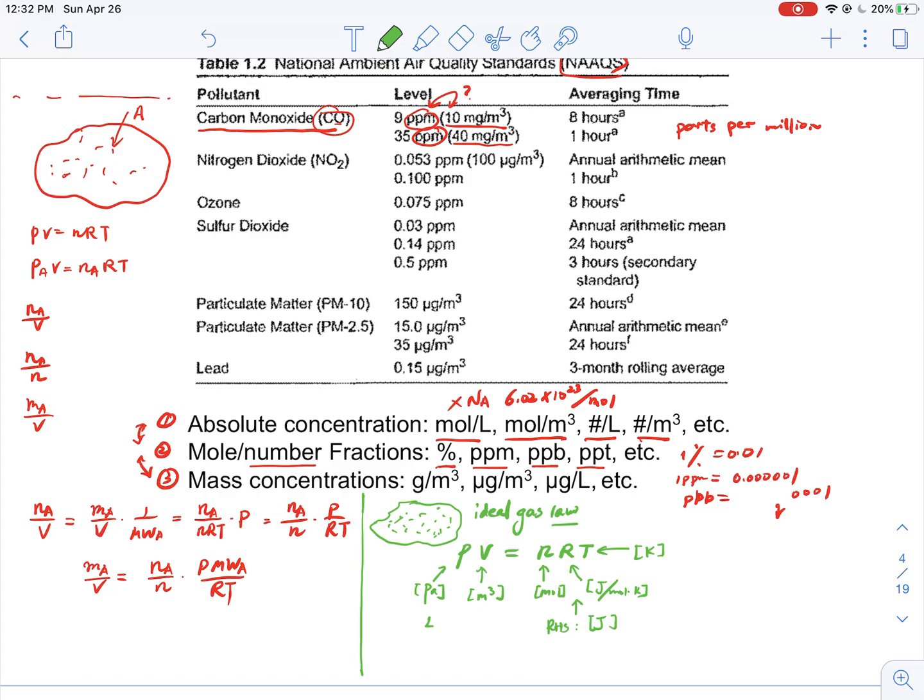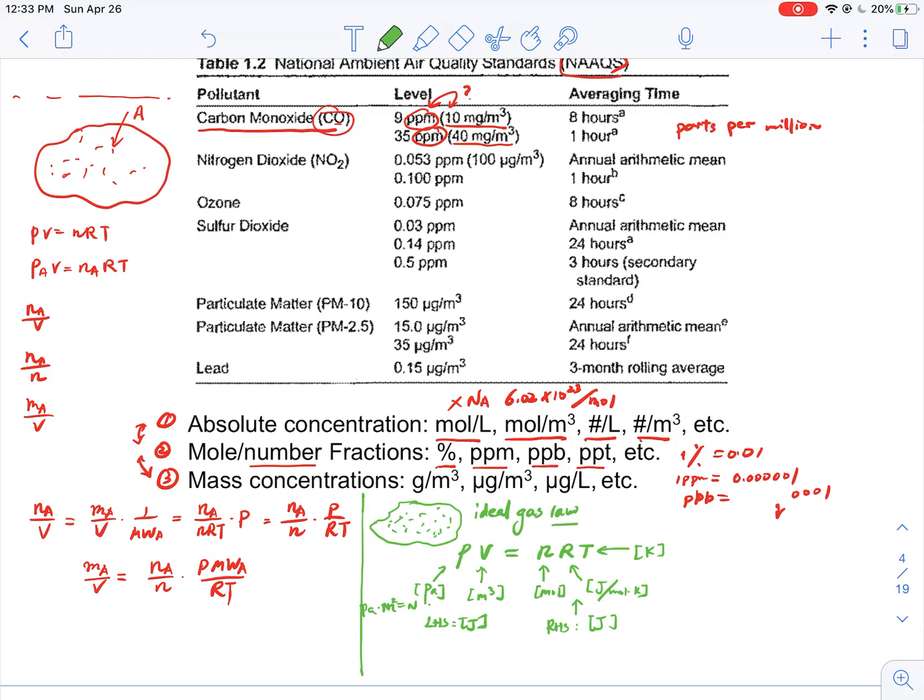On the left-hand side, Pascal multiplied by square meter is going to be force, which is Newton, right? We're applying 1 Pascal on a unit surface area, and that's going to give you Newton. And Newton multiplied by meter is going to be joule. So in this way, the units are conserved, right? So this is the ideal gas law.